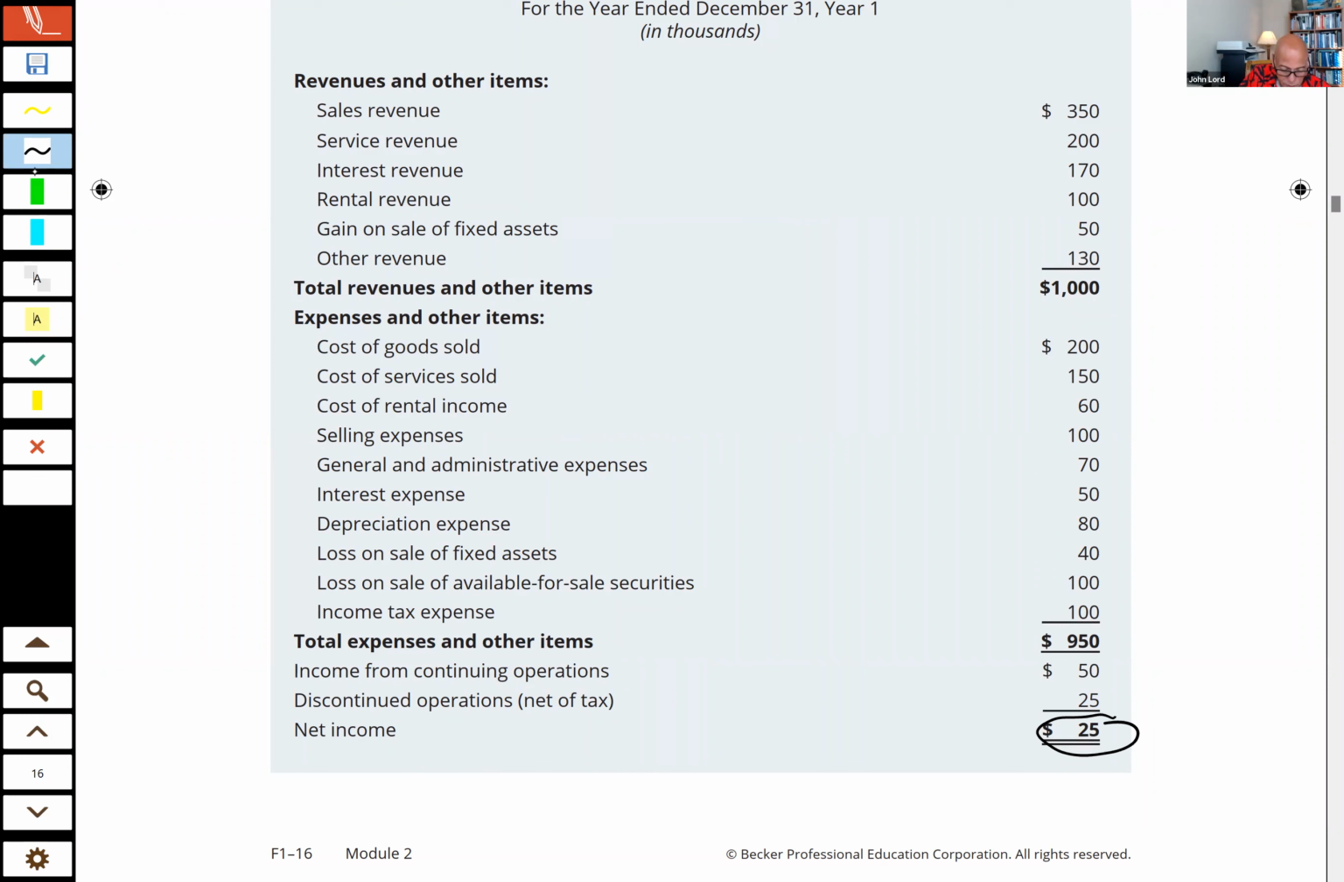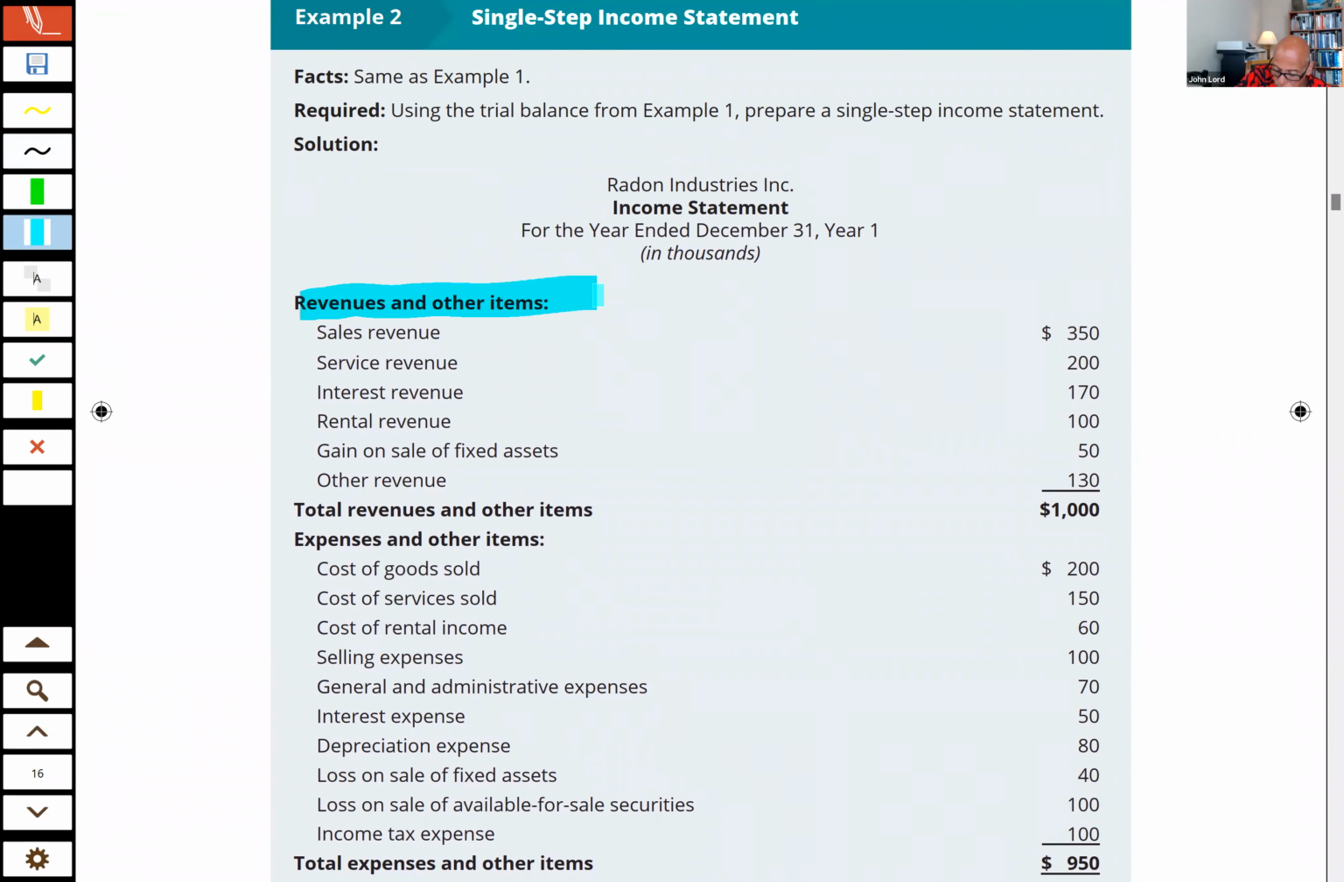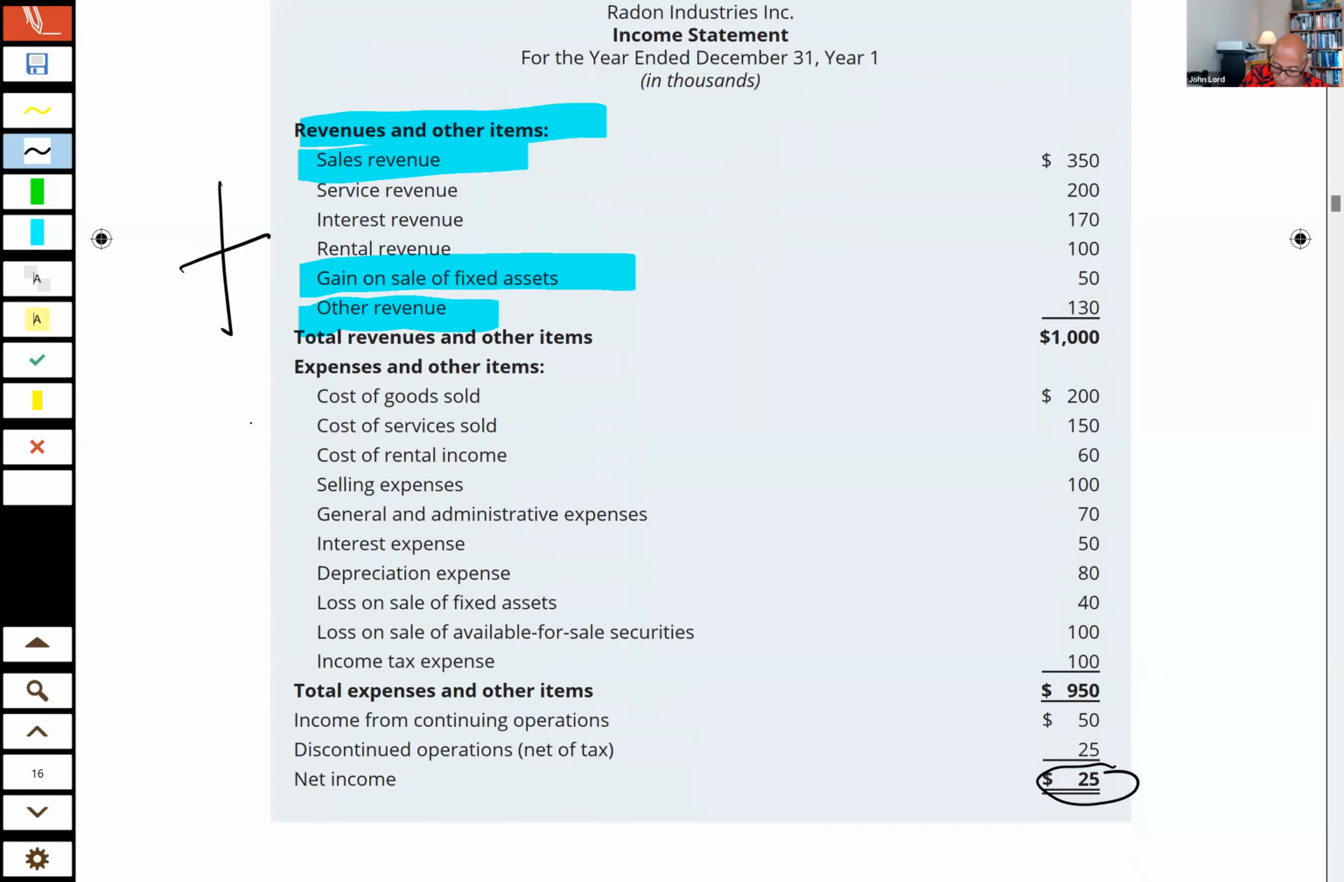With the single step, notice we take all of these things, revenues and other items, sales, gains, revenues, all of these things do what? They increase net income. And then we take all of these things, right? Our cost of goods sold, our selling and administrative expenses, our losses, all these things that reduce net income, we group them into one big group in the calculation of our net income. So net income doesn't change, but we sort of change the way we're displaying the information.